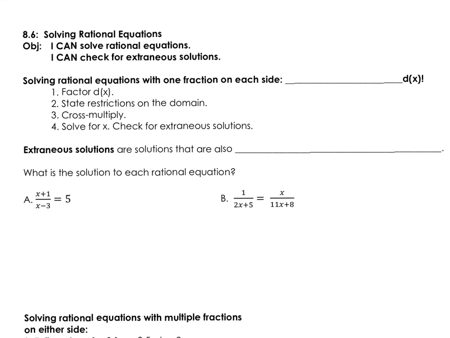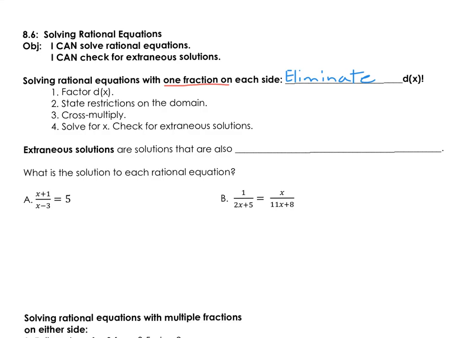Now that we've added, subtracted, multiplied, and divided rational expressions, we're going to spend some time solving rational equations. In the first part of 8.6, we're going to work with solving rational equations with one fraction on each side. And our goal is going to be to eliminate the denominator. So we want to eliminate d of x.